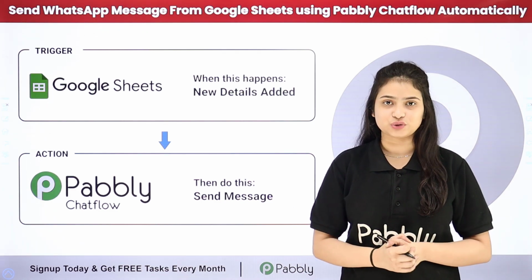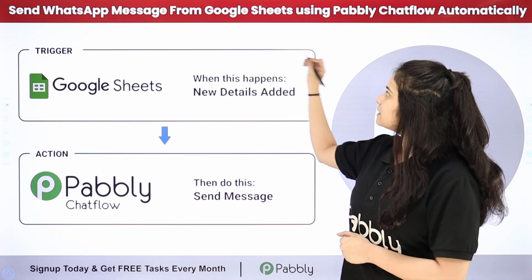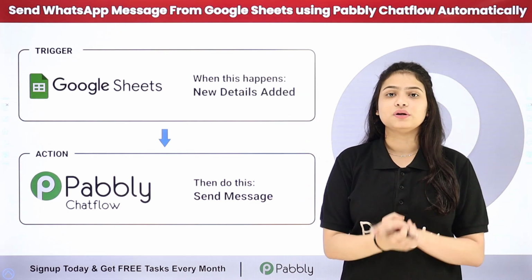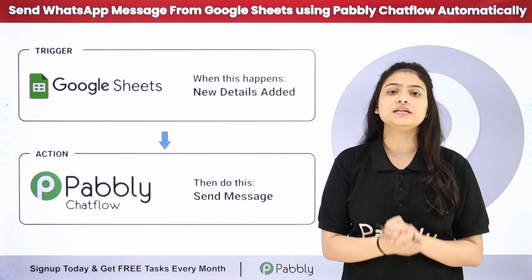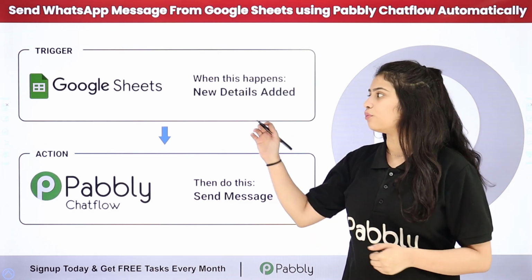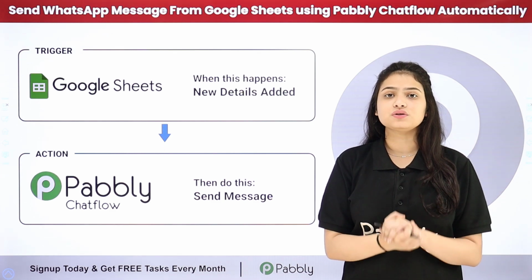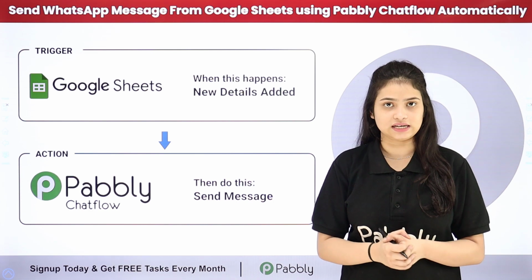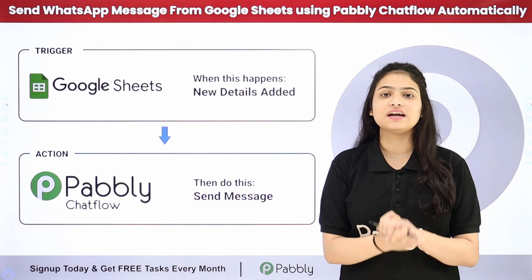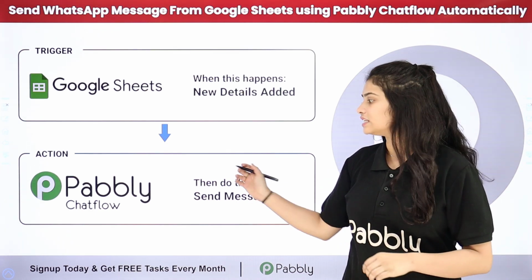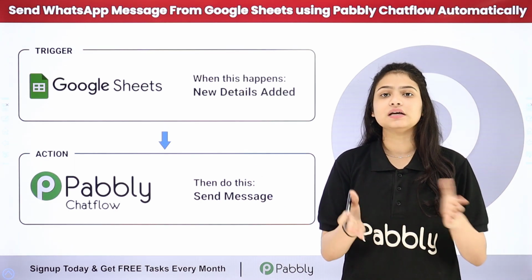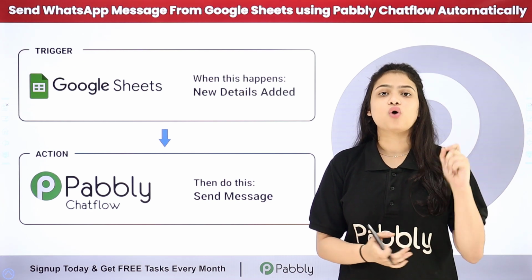In this video, we are going to learn how to send WhatsApp message from Google Sheets using Pabbly Chatflow automatically. So here, I'm an owner of a business and I'm maintaining the details of all my customers with the help of Google Sheets. My objective is to send personalized WhatsApp messages to each of the customers to connect with them instantly. And for sending the WhatsApp messages, here I'm going to use a new feature of Pabbly, that is Pabbly Chatflow, which helps us to send WhatsApp messages in the template format, in the personalized format effectively to all our customers.